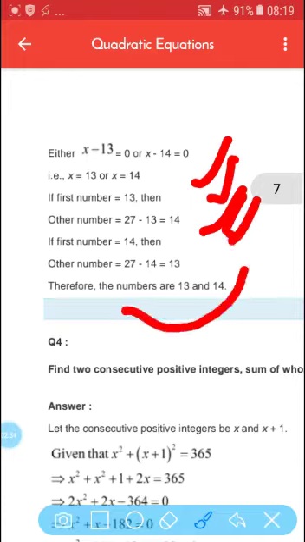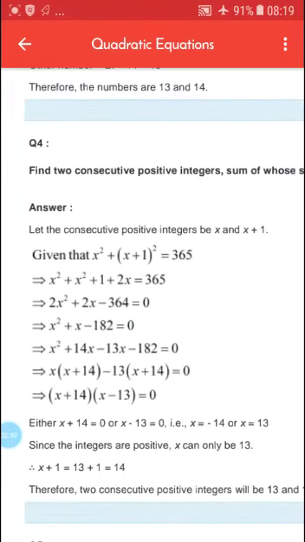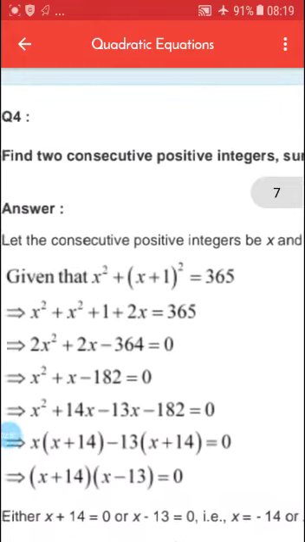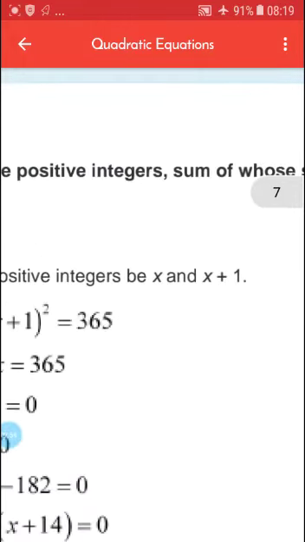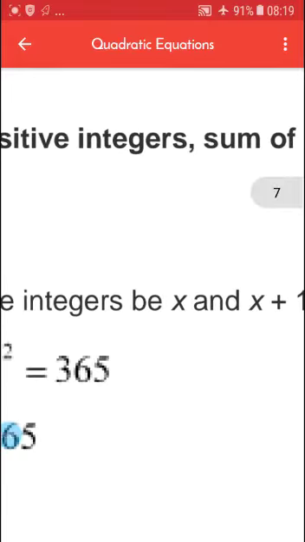So therefore the numbers are 13 and 14. Is that okay? Very simple. Now see, our next question is: find two consecutive positive integers, the sum of whose squares is 365.